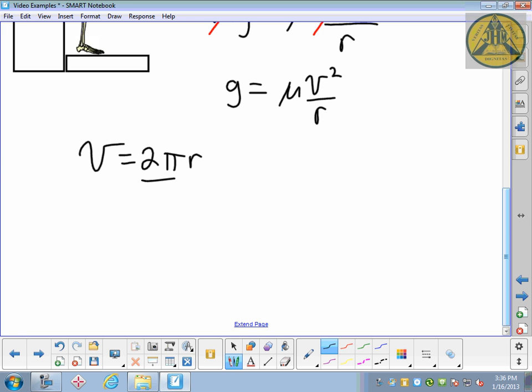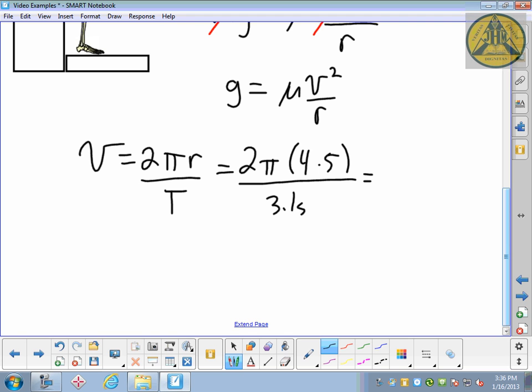v equals 2 pi r over t. 2 pi times 4.5 radius, period of 3.1 seconds. 2 times pi times 4.5. The top part gives you about 28.3. Divide that by 3.1 and you get 9.12 meters per second. That's our velocity. So we're ready to solve this out.